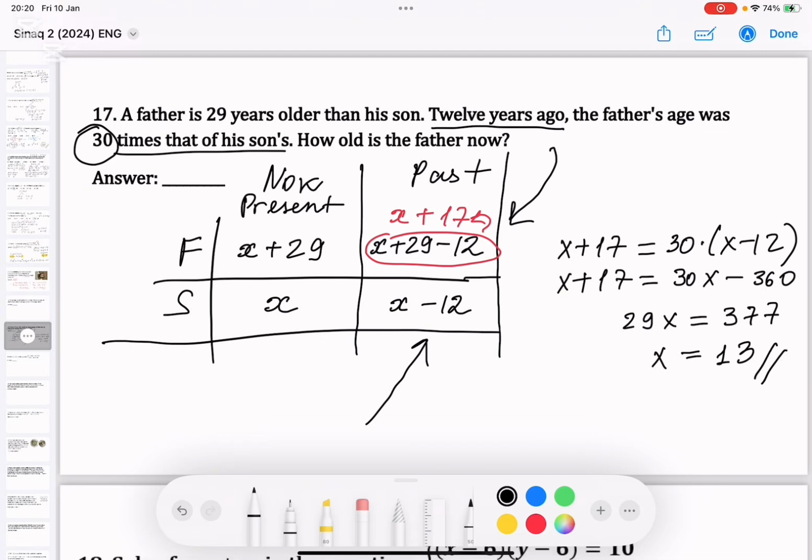That's it. So how old is the father now? Well, it's not the final answer. We found how old his son is. So the son is 13 years old. Then the father, whose age at the moment is x plus 29, would be 13 plus 29, or in other words, 42 years old.